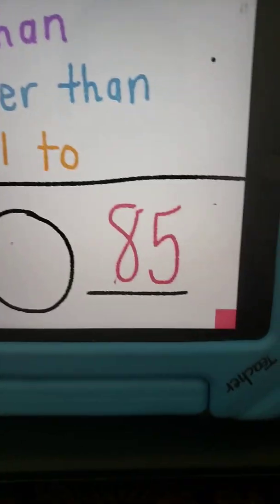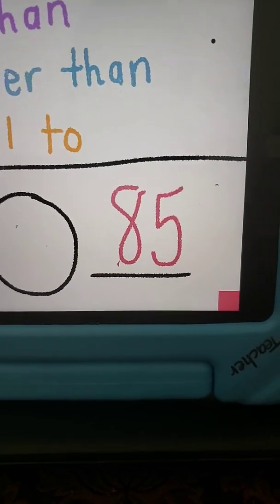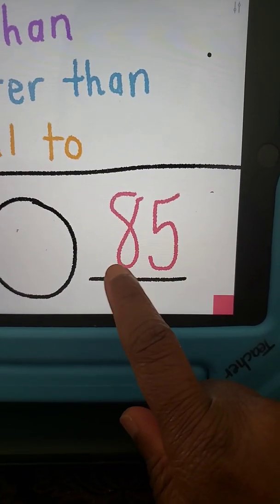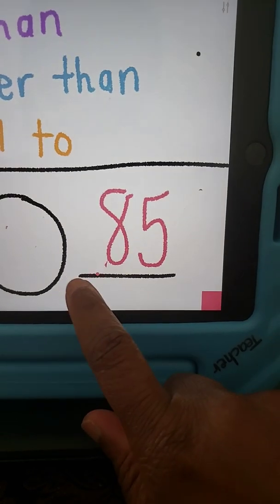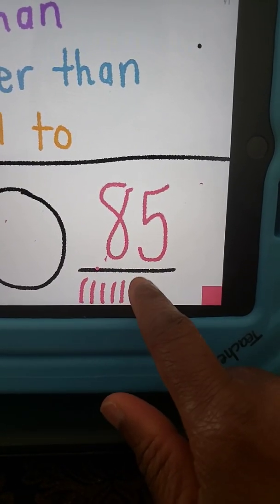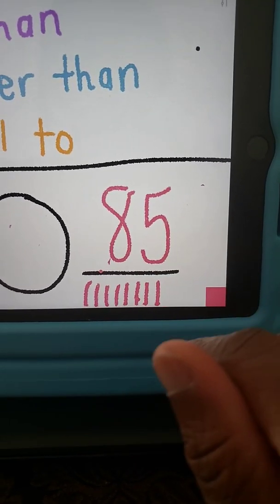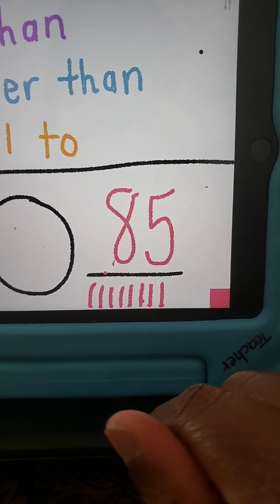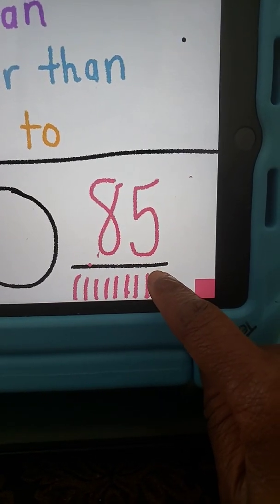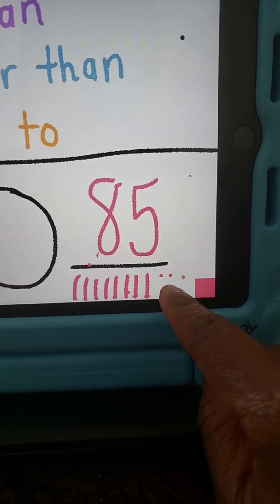All right, let's go over and show the number 85. How many 10s are there in the number 85? Yes, there are 8 10s. 1, 2, 3, 4, 5, 6, 7, 8. And then how many 1s are there in 85? The second one is the 1, so there are 5 1s. 1, 2, 3, 4, 5.